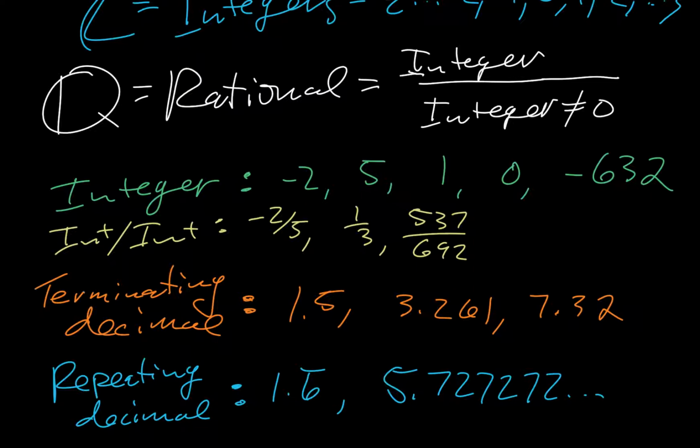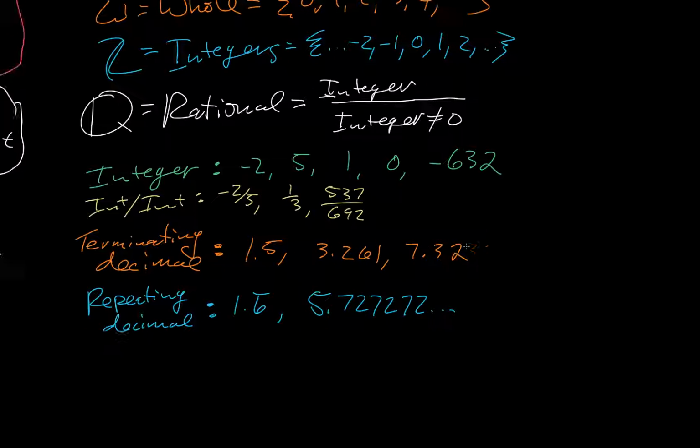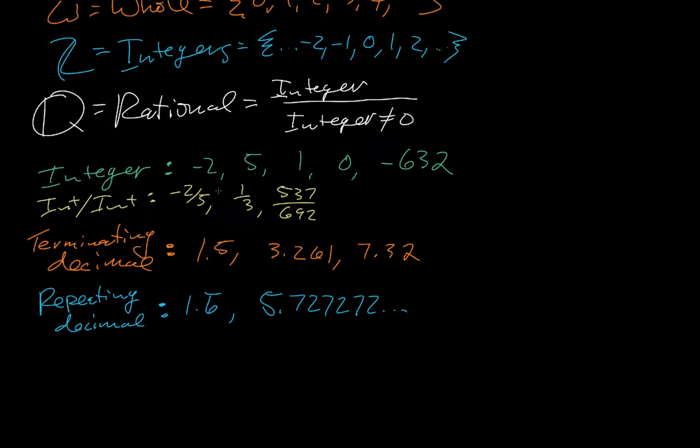Now, I just want to do a quick example of each of these to show how they could actually be written as integer over integer. So if we take, I'm going to zoom out on this so we can still see these. So if we take a whole number, so if we take the number 5, for example, we can write that as 5 over 1. 5 over 1 is equivalent to 5. 5 is an integer, 1 is an integer, so it's integer over integer. This yellow one, integer over integer, obviously that works, so we're going to just move on from that.